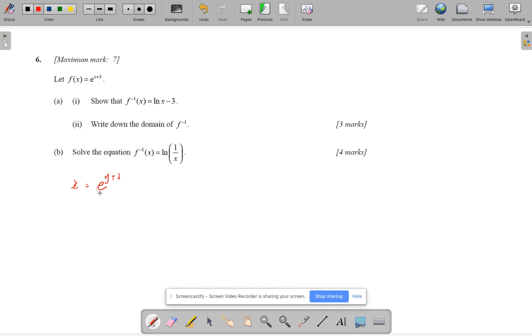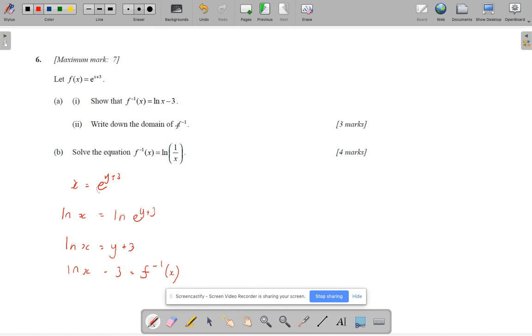So the first thing is I want to get rid of this e here, so I'm going to take a log of both sides. So log x equals log e to the y plus 3. Now, when I've got log e, this y plus 3 comes to the front of the log, the power rule, and log e is 1. So this leaves me with log x equals y plus 3. If I take 3 from both sides, I have log x equal to y. And in fact, now I've got log x equal to y. That's what f inverse of x is. So that's the first one.